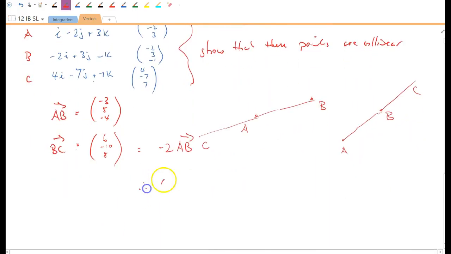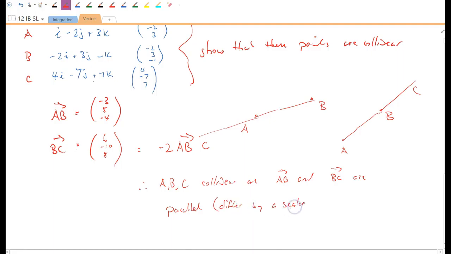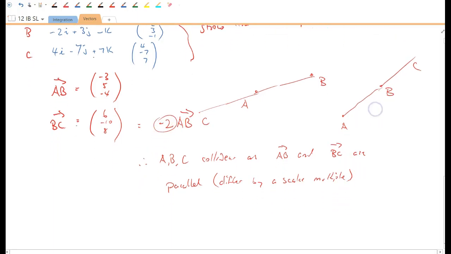So therefore, ABC are collinear as AB and BC are parallel. They differ by a scalar multiple, which in this case is minus 2. They're collinear as AB and BC are parallel, and B is common.